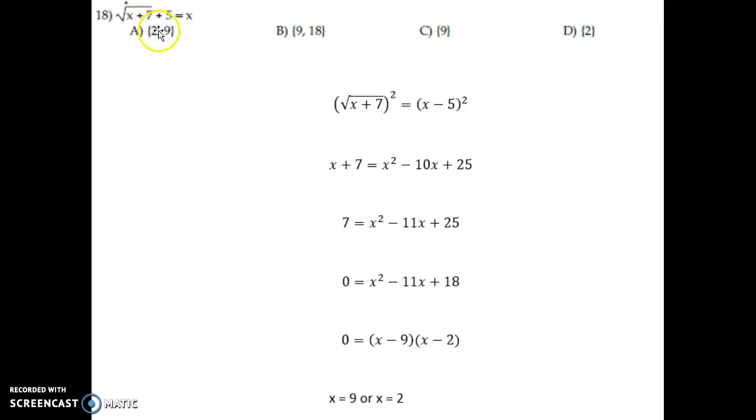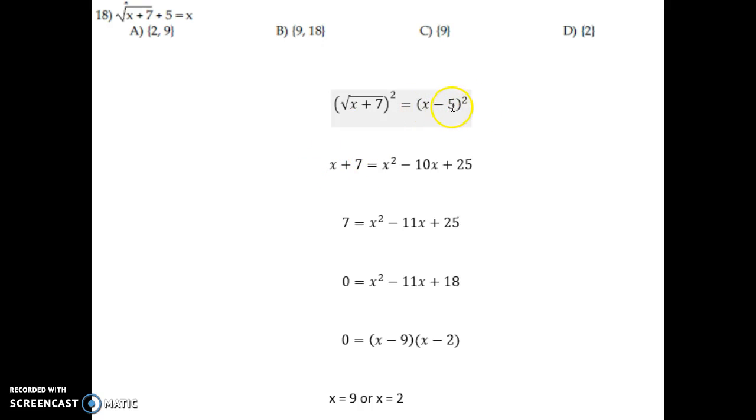So to begin with, we want to subtract 5 from both sides to try to get the square root part alone by itself. So subtract 5 from both sides, and on the right you'll have x minus 5. And now we square both sides. And the reason we do that is so that the square root will cancel out over here.